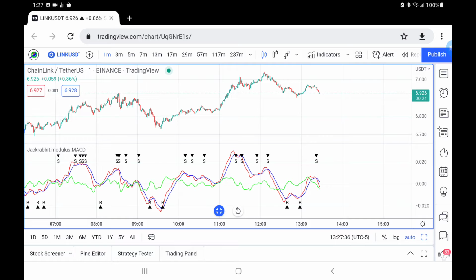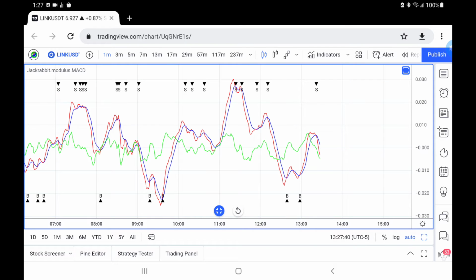First, let's zoom this in. Now we have the MACD by itself. The red line being the MACD moving average, the blue line being the signal line. The green line is a histogram or the delta. You could set it either way.